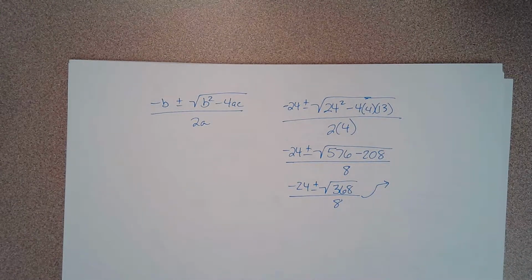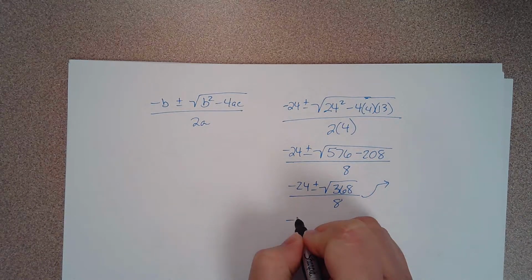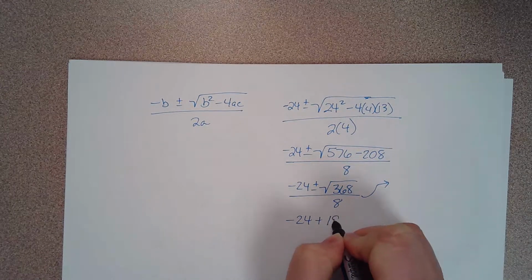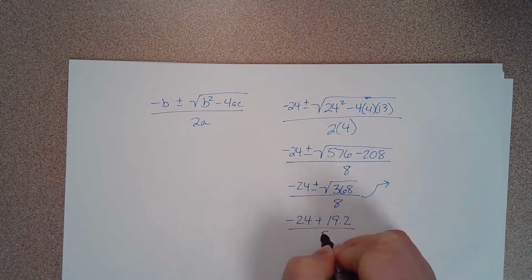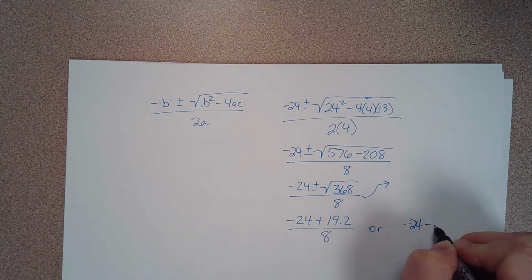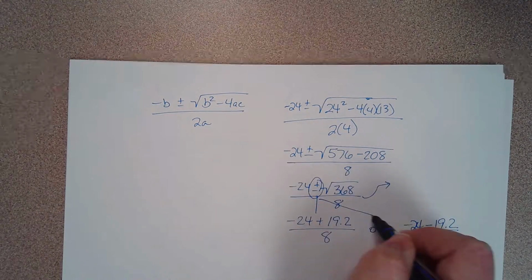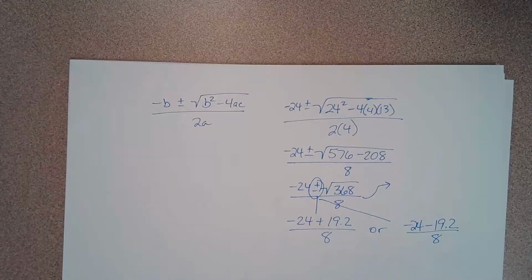Sorry about that. So square root 368, and you're going to get 19.2. So negative 24 plus 19.2 over 8, or negative 24 minus 19.2 over 8. If you're wondering why I have two different ones, remember the plus and minus here means I have two separate answers. Because you have two places you cross the x-axis.